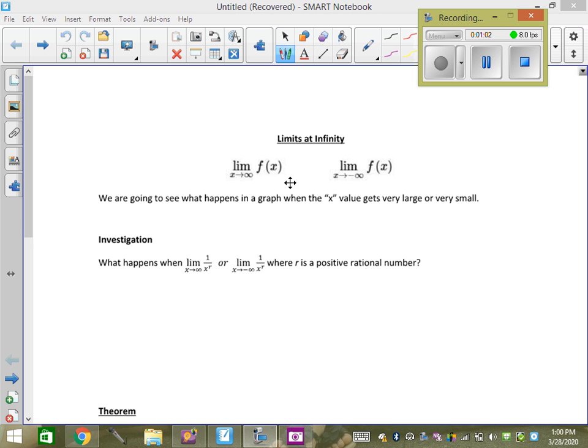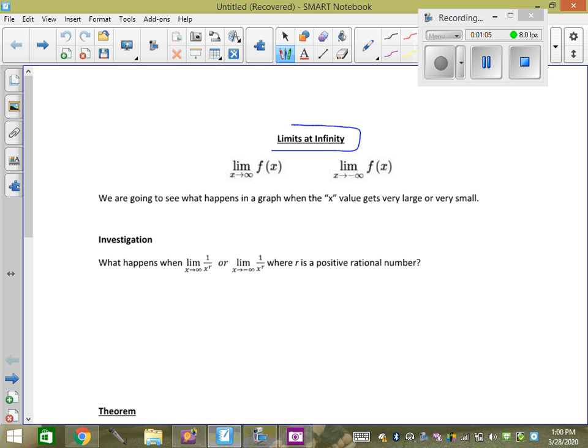So we're starting off with limits at infinity. Limits at infinity. And we're going to do limits as x approaches infinity instead of a number like we were doing before, or negative infinity. And the reason why the infinity matters is because that's going to be for every value.